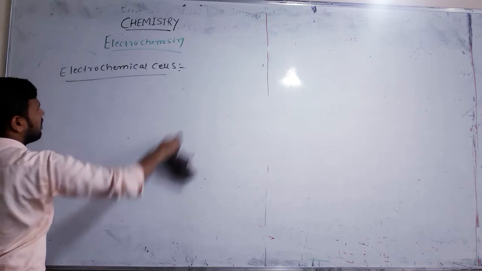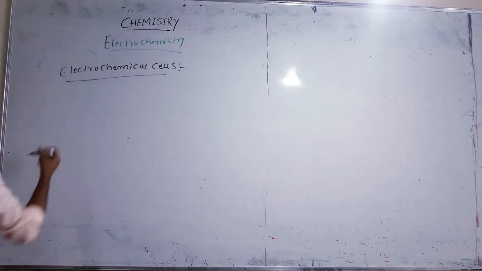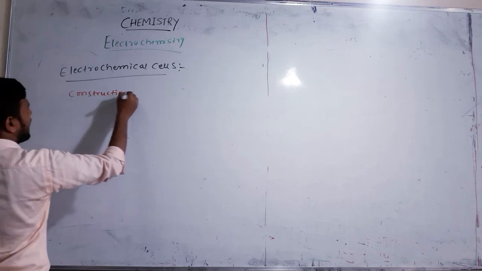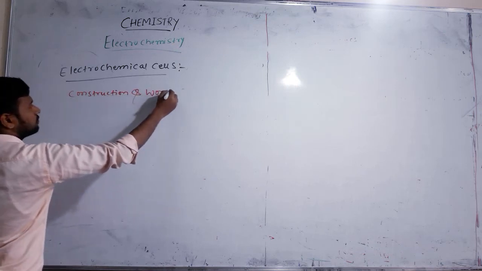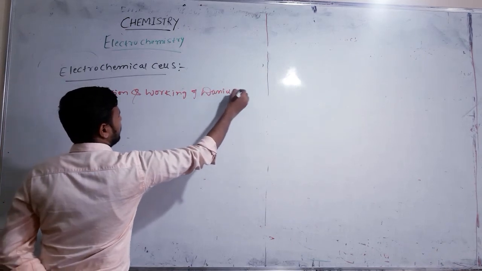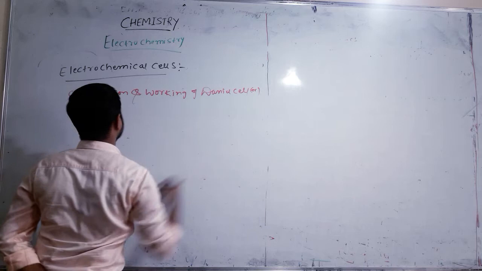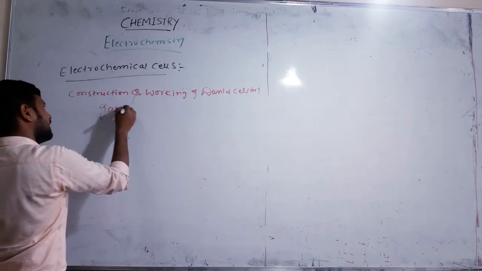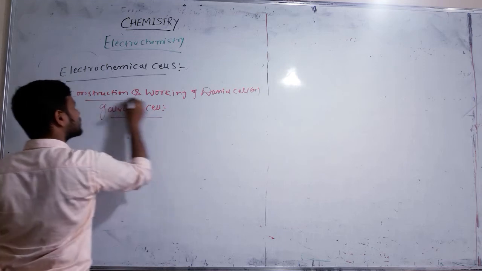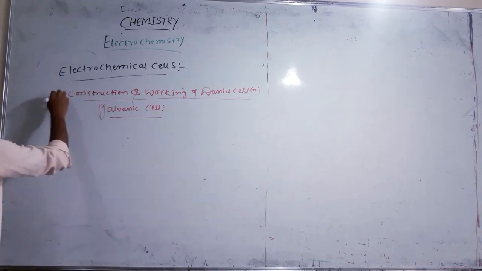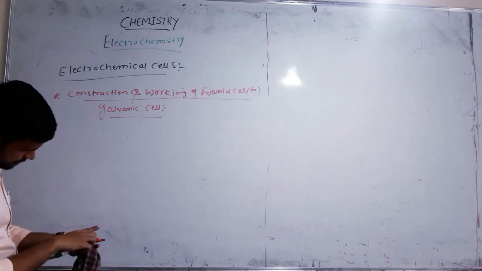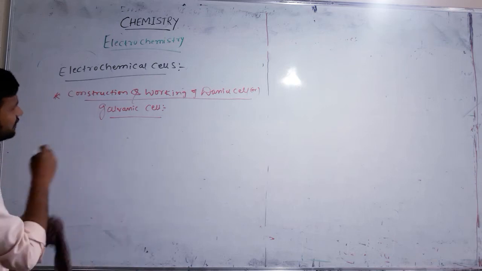The Daniell cell, or you can also say this is a galvanic cell. Take down: the construction of the galvanic cell. We are going to deal with this one in a very simple manner. First of all, I will draw the diagram.